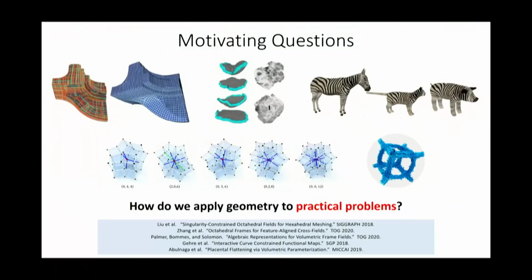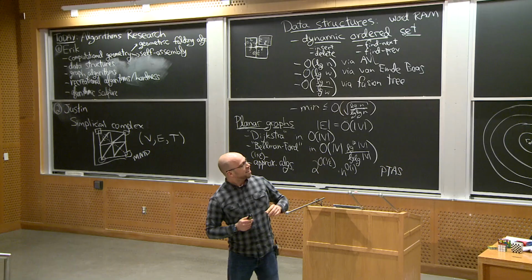And of course, we apply geometry to lots of practical problems, everything from meshing and scientific computing, which I think is a classic one. In fact, I think we're the first group that enumerated all the cool things that can happen to hexahedral meshes, which is the bottom figure here. I should share this with you because there's some fun things to look at there.